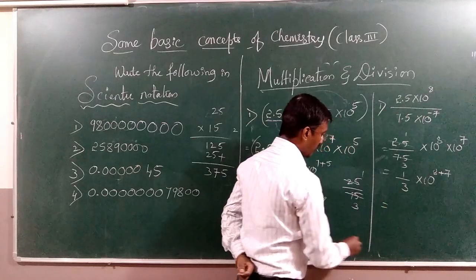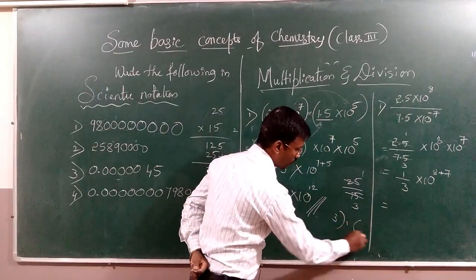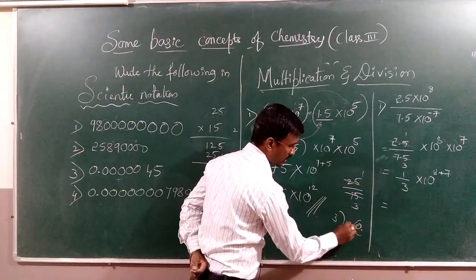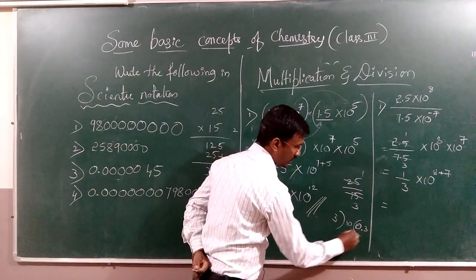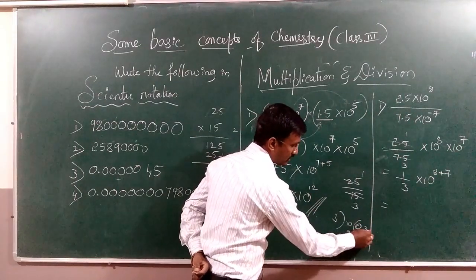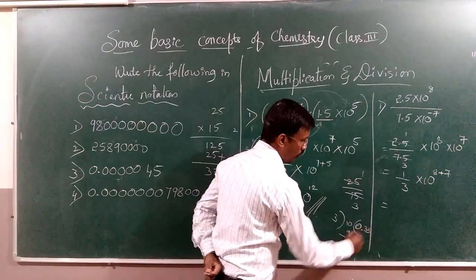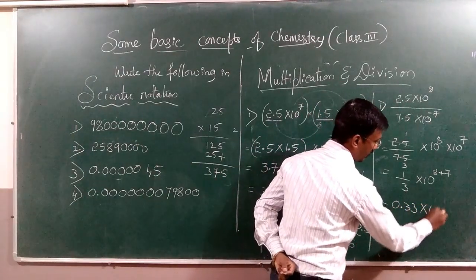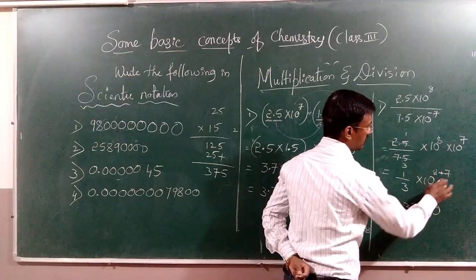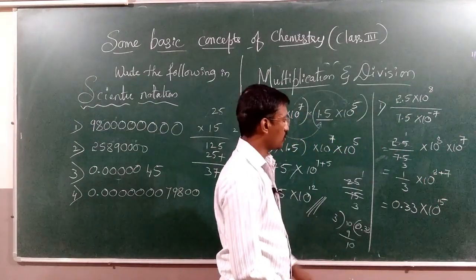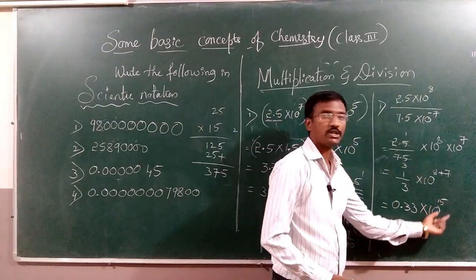Therefore 1 divided by 3. Dividing, 1 is less than 3, therefore we will keep the point. It becomes 10. 3 3s are 9. 10 minus 9 is nothing but 1. Again it is 10, so 0.33. 0.33 into 10 raised to 8 plus 7 is 15. Therefore 0.33 into 10 raised to 15.